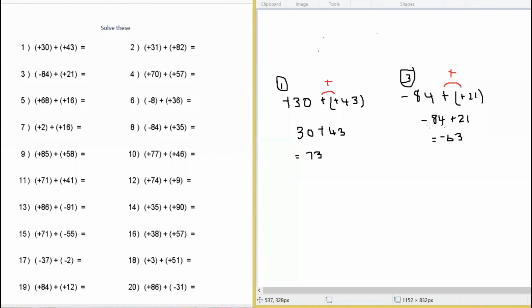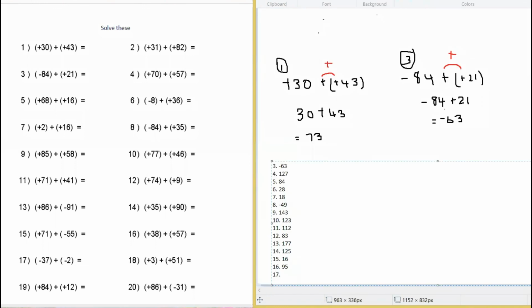If you want to know which sign you are going to put as your answer, just look for the number that's bigger. In this case, 84 is bigger than 21. The sign in front of it is negative. So the answer here is negative 63. And that's the answer. Okay, so I do hope you all are cross-checking your answers as I place them here.